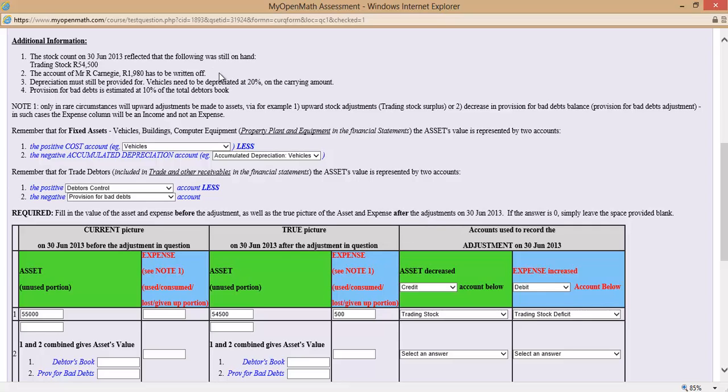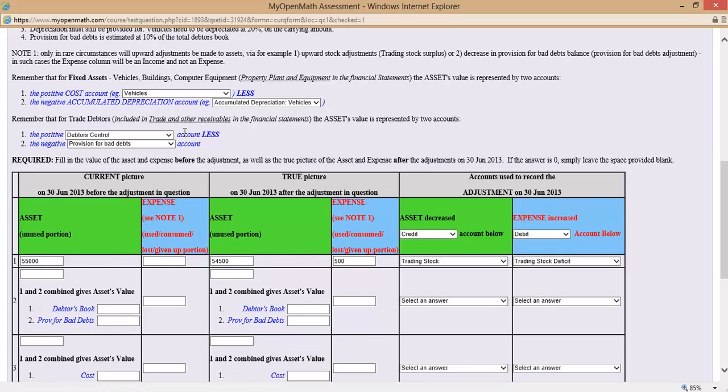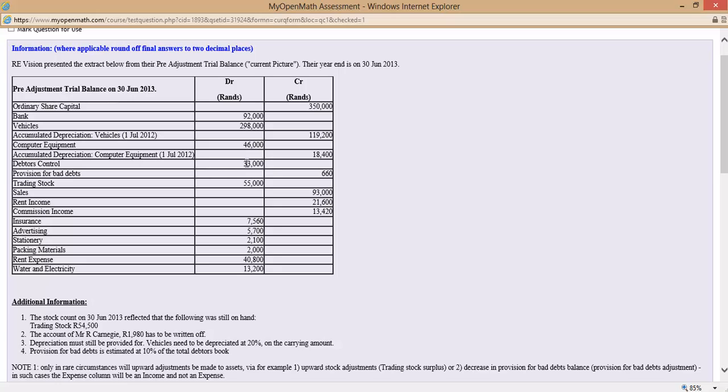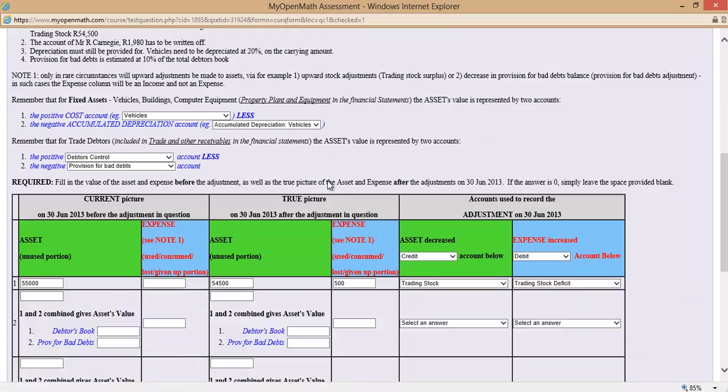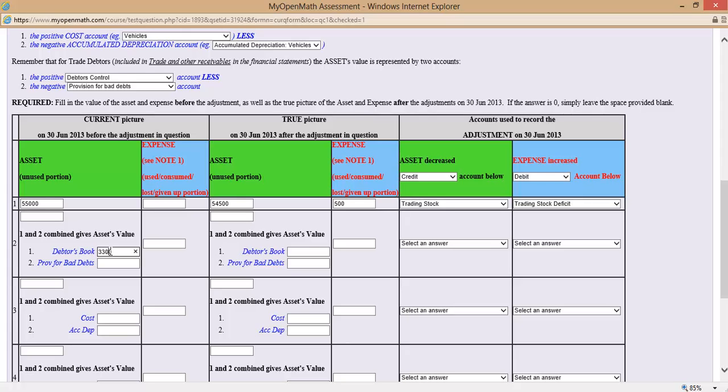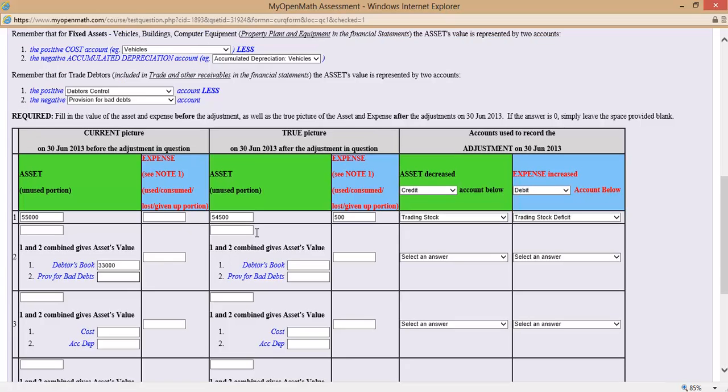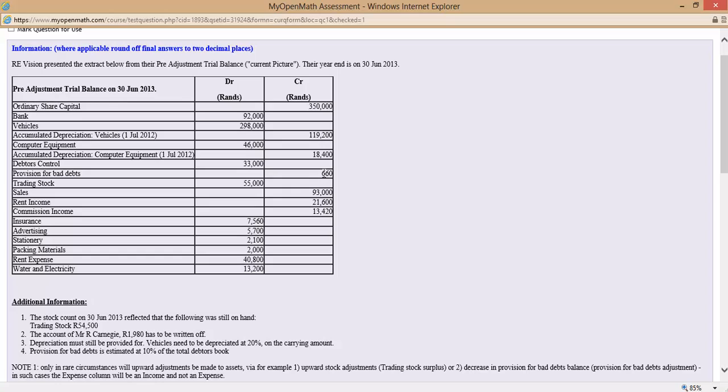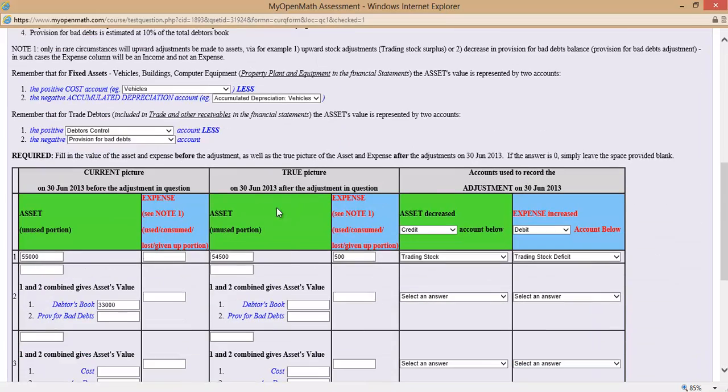So let's see how this works. The account for Mr. R. Carnegie, 1,980, has to be written off. So the current picture before this adjustment is, let's have a look in my pre-adjustment trial balance, 33,000 Rand. So my debtors book before this adjustment is 33,000 Rand. That's the current picture. My provision for bad debts account in the trial balance is 660. So there's my positive account, there's my negative account. Good, so we fill this in, 660.